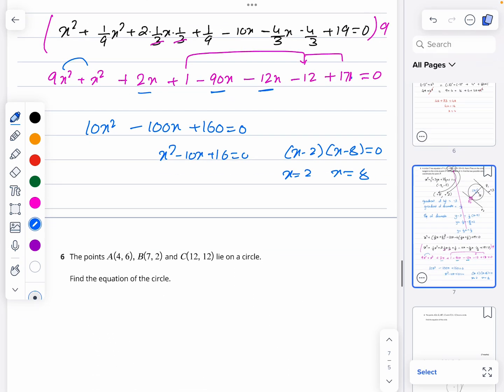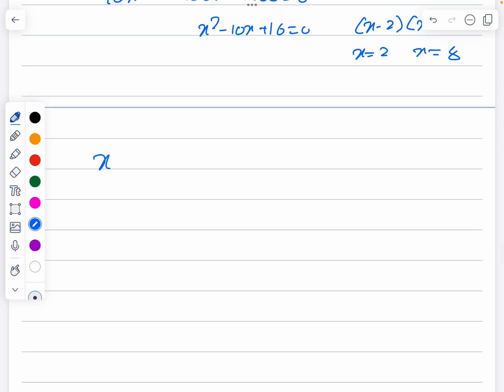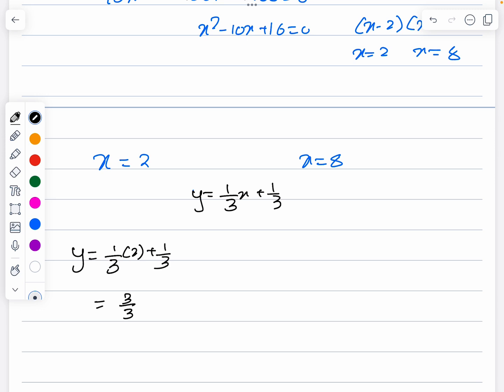So one point is P1 and another point is P2. I get two values, x equals 2 and x equals 8. For both cases, we need to find the y value, y equals 1 upon 3 x plus 1 upon 3. So y equals 1 upon 3 times 2 plus 1 upon 3, which is 3 upon 3, which is 1. So the point is (2, 1).